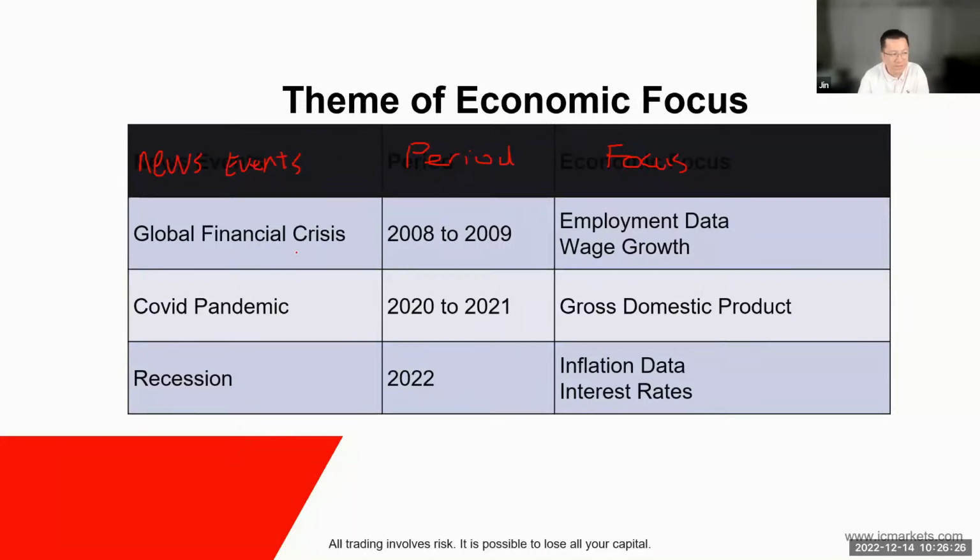In 2008, 2009, we had a global financial crisis. At that point, banks were going bankrupt. We had a lot of people losing money. Big corporations were losing money. People were being fired, losing jobs. So the focus then was about employment data and wage growth, right? Employment data and wage growth.